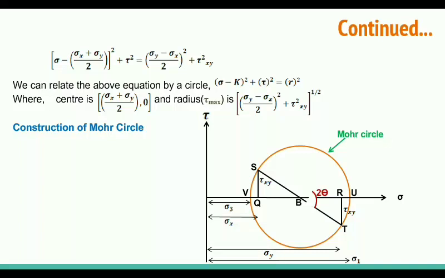Now we can take the angle of 2 theta from the plane of BT in the circle, and it will cut the Mohr circle at a point C. So point C will give the normal stress and shear stress on the plane of AC.